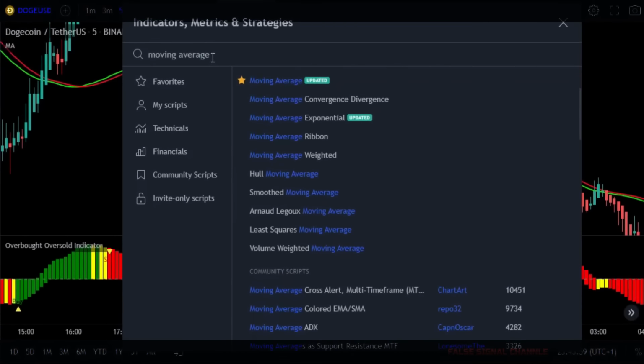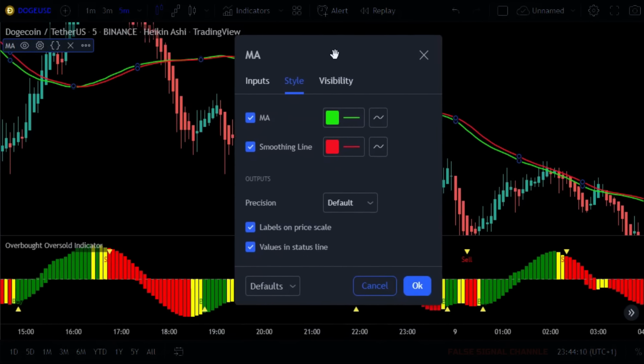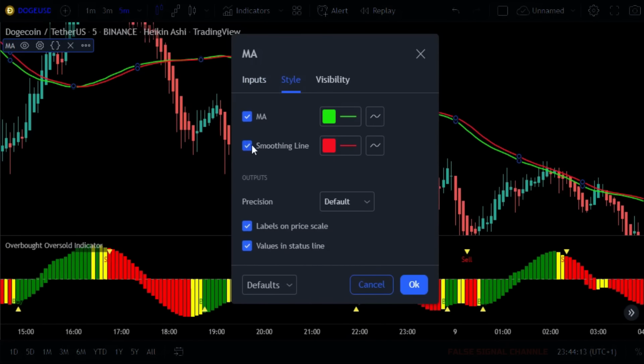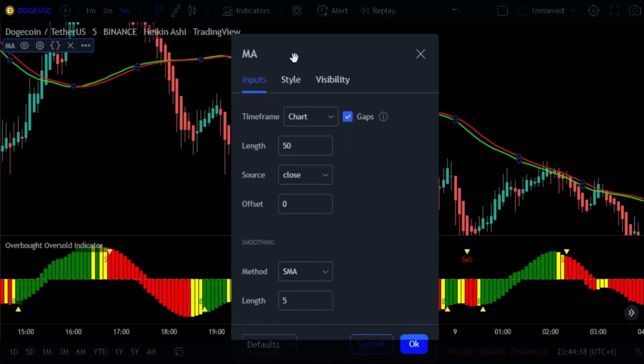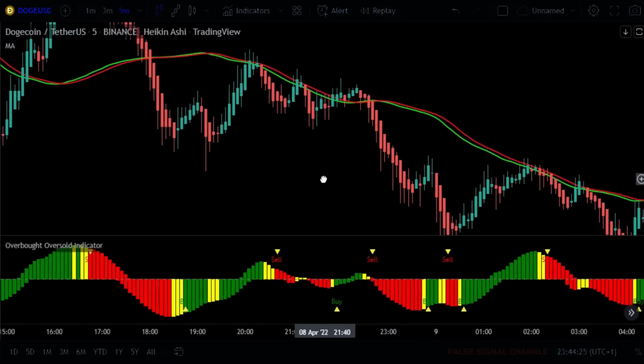To get rid of the false signals that occur in the range, we will use the moving average. We open the indicators section, then we search for the moving average and apply it. Now we open the indicator settings, and in the style section we activate the smooth line, and we choose the colors we want. Head over to the input and change the length to 50. And that's it. Now let's talk about the conditions.